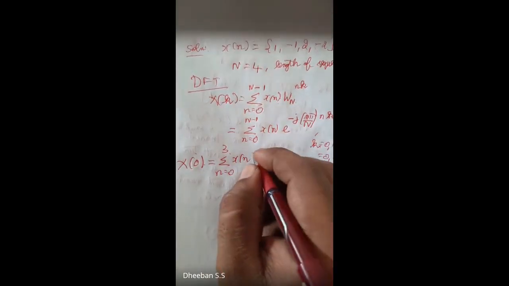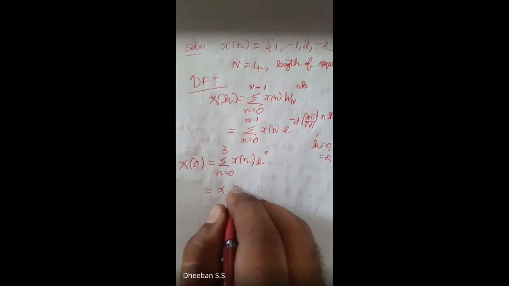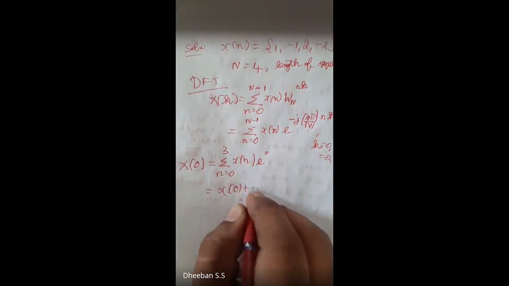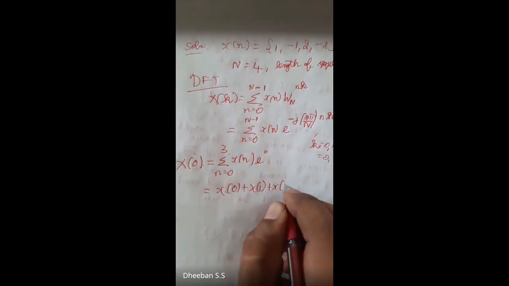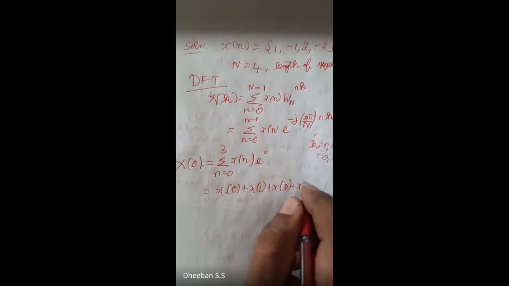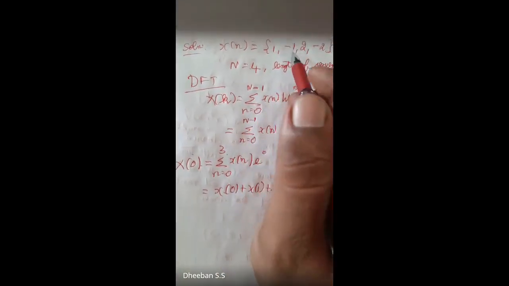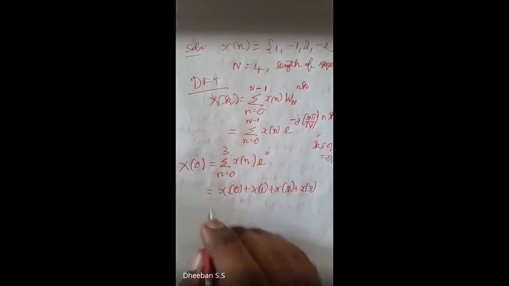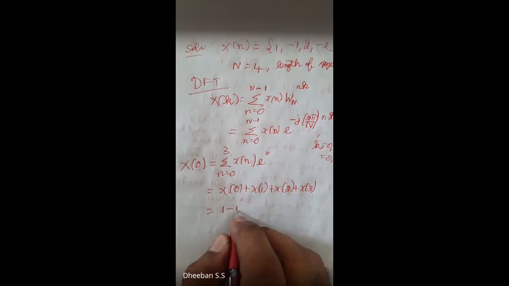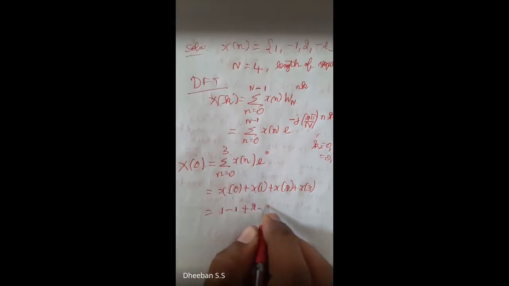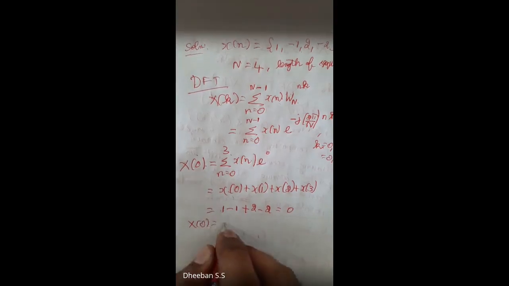So you will be getting e power 0. So for this the value will be x of 0 plus x of 1 plus x of 2 plus x of 3. Okay. So you just refer to the given samples and just add everything. So it will be 1 minus 1 plus 2 minus 2. So the value will be 0. So your X of 0 value will be equal to 0.